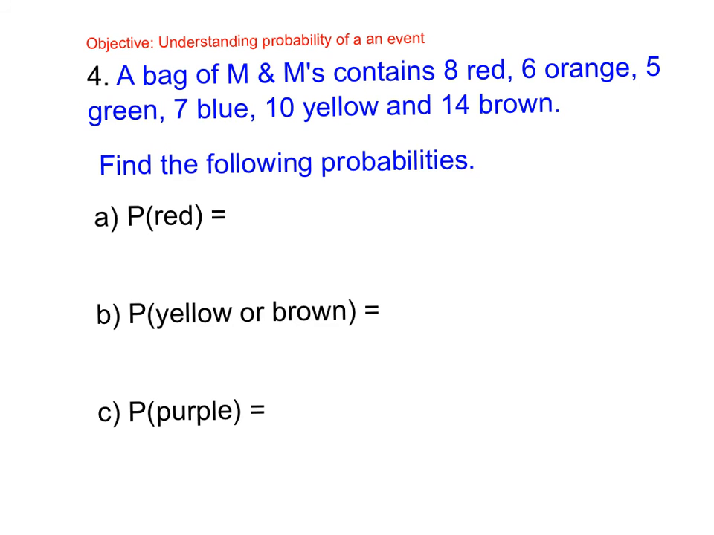All right, last slide. I want you to figure this one out on your own. I think you can do this one. A bag of M&Ms contains 8 red, 6 orange, 5 green, 7 blue, 10 yellow, and 14 brown. Find the probabilities. So what's the number that we need to find? We need to find our total. So let's start with that. So I've got 8, 6, 5, 7, 10, and 14. We need to add those together.